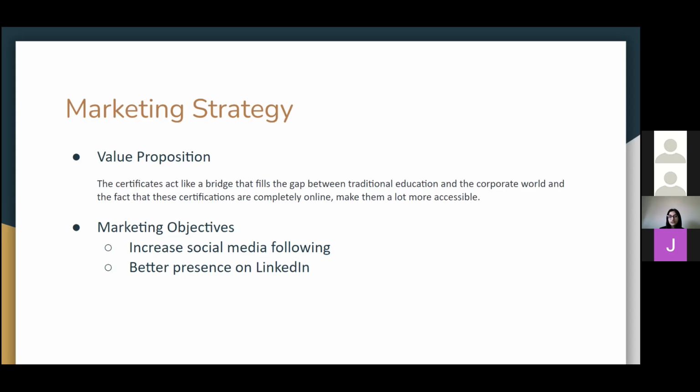We think that one of the great ways to get this increased following is by bringing real life stories and reviews to their social media. When people talk about their own reviews and their stories and how the certificate has benefited them, more and more people would be interested in these certificates and seeing how this can benefit them. Another way is to have a better presence on LinkedIn. We think that LinkedIn has the perfect target audience for the certificate. More and more people would be interested to know how they can better their careers and what they can do.